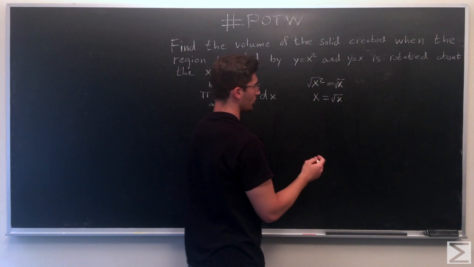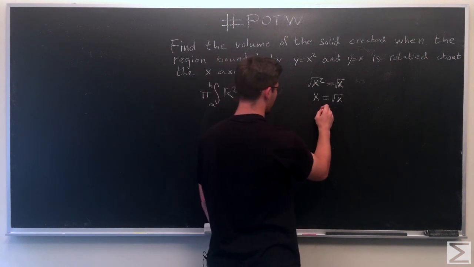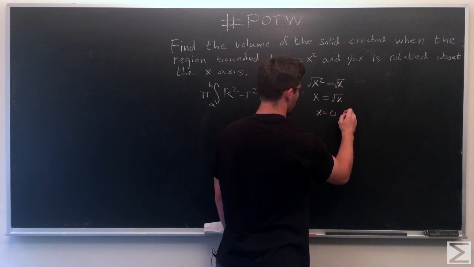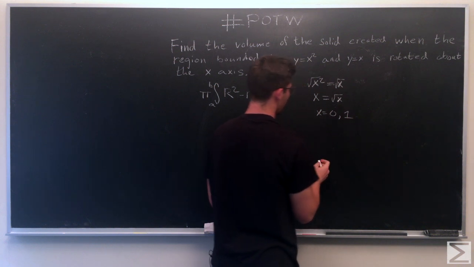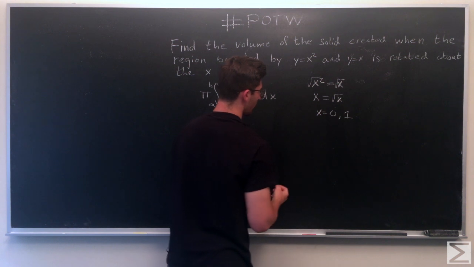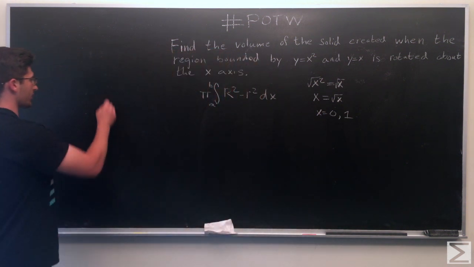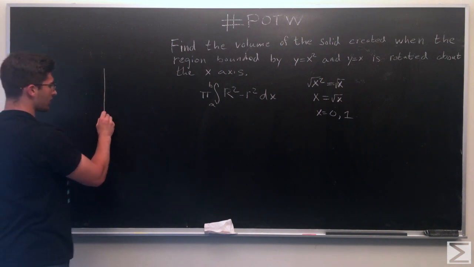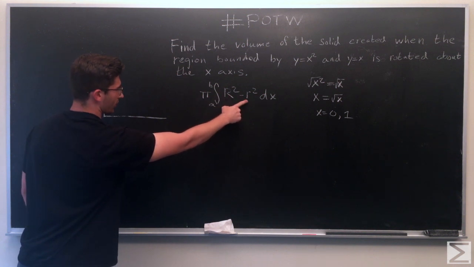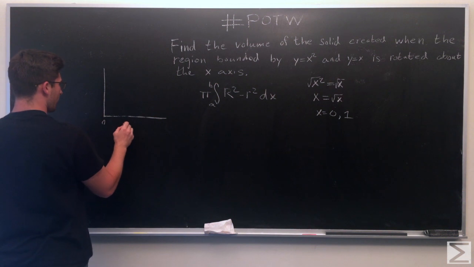And this is true for just two numbers. It's going to be true for x equals 0 and x equals 1. So those are your regions of integration. Your lower bound is going to be 0, and your upper bound is going to be 1. So let's go ahead and graph that. Just make a small sketch, just so we can figure out what we're going to label as little r. So here at 0, and here at 1.